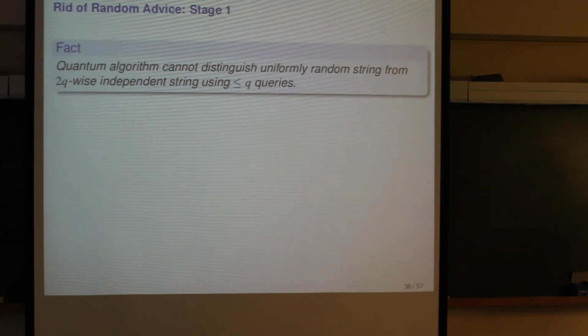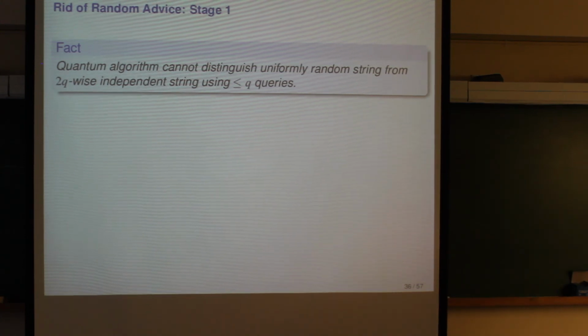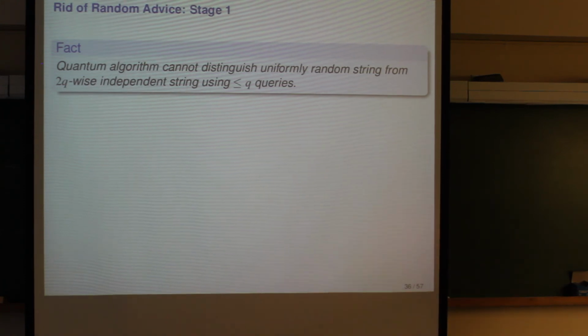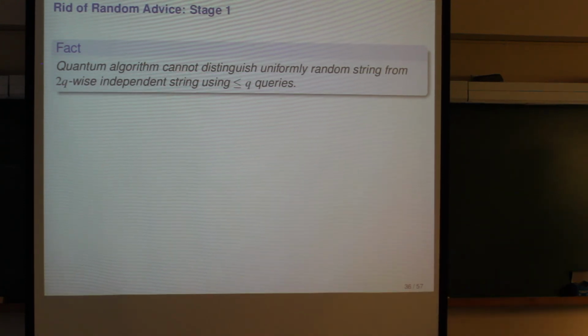Why are we interested in this? We're interested in this because one can show the following thing, which is kind of a folklore fact in quantum algorithms: quantum algorithms cannot distinguish uniformly random strings from two Q-wise independent strings, using at most Q queries.